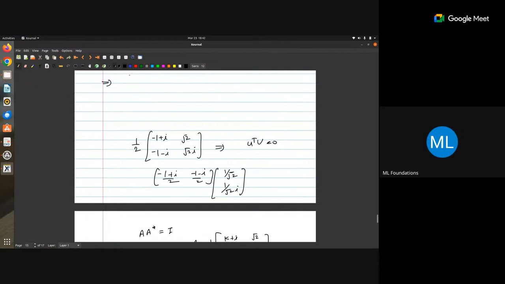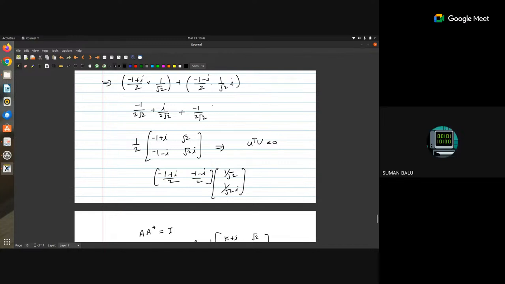So first calculation, what is it? Minus 1 plus i by 2. Whenever you are doing the calculations for complex matrices, just do it stepwise, because the chances of getting wrong answers are high there. Must do the calculations. So what is it? Minus 1 upon 2 root 2 plus i upon 2 root 2. Here minus 1 upon.